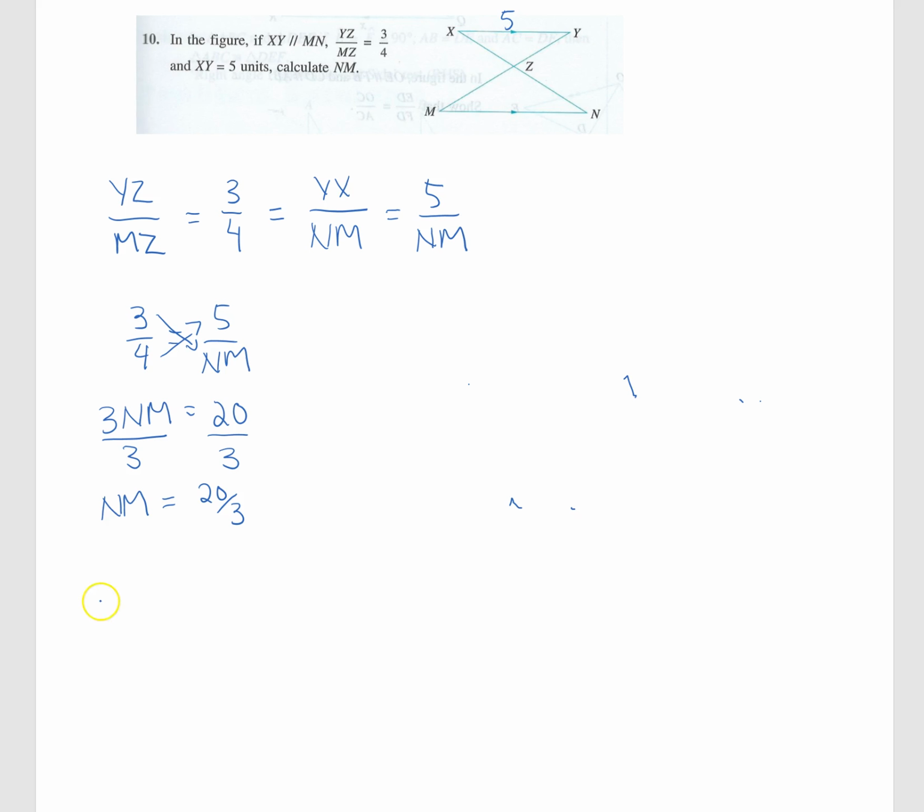So side NM is 20 over 3 units. And that's the answer to question 10.